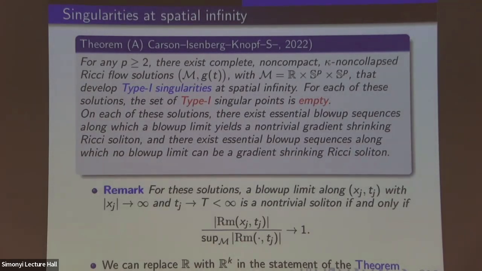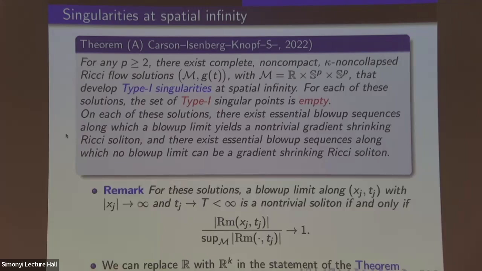So let me tell you the first theorem, which is very much related to that theorem of Anders, Muller, and Topping. This is a joint result with Carson, Eisenberg, Dan Knopf, and myself. We showed that for any p greater or equal than 0, we constructed a complete non-compact Ricci flow solution, g(t), on R cross S^p cross S^p, where you can also replace this R by R^k, that develops type 1 singularity, but at spatial infinity.